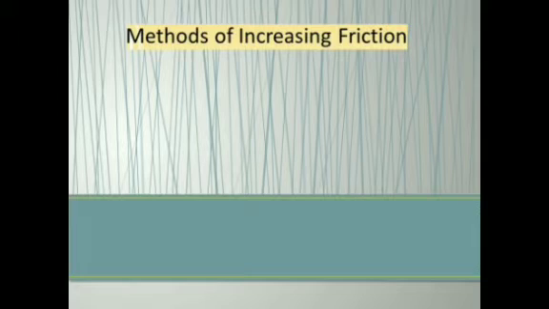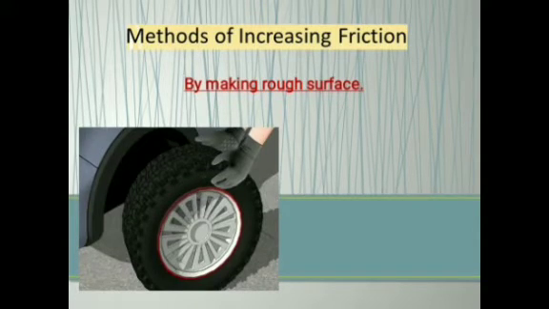Friction can be increased as surfaces are made rough. So friction increases when the force between two objects is increased. So that's why the first method is by making rough surface. There are different ways to increase friction, such as tires of vehicles are designed with grooves on their surfaces to increase friction. A large friction provides a better grip to vehicles on the road.